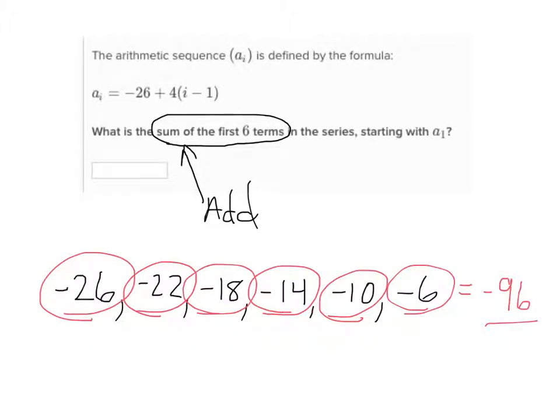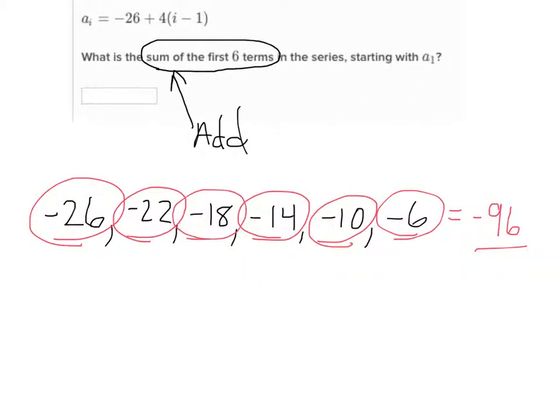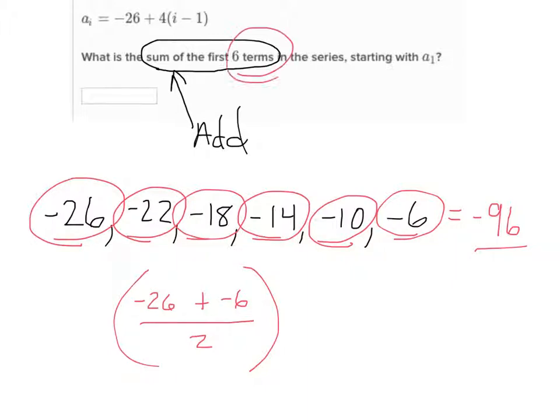Now there is a faster way to do it. Here's the fastest way to do it. Take the first term and add it to the last term and divide by 2, and then multiply that times how many there are. We want the first 6, right? So I'll multiply it by 6. So do in your calculator -26 plus -6, and you should get -32. Then divide by 2, and you should get -18. And then multiply that by 6, and that should give you -96.